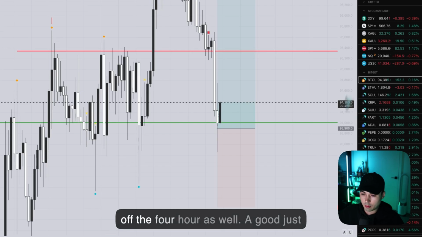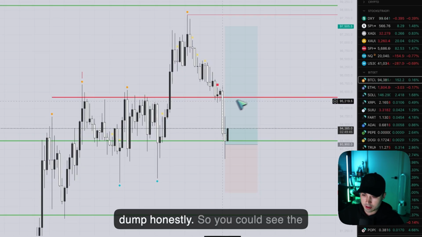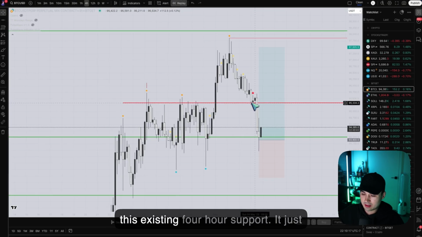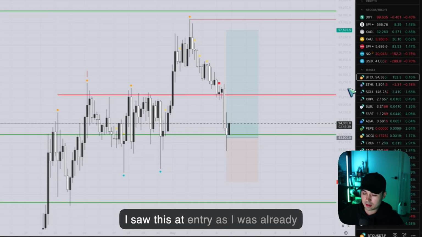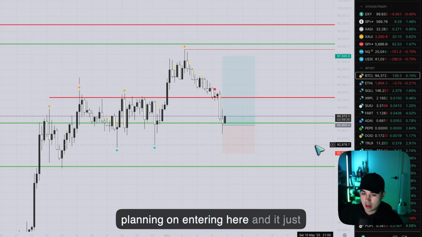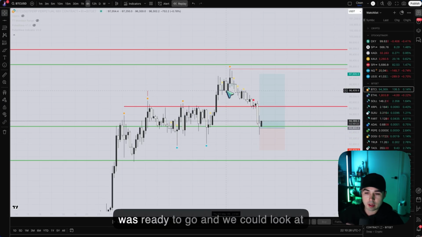So I entered off the 4 hour as well. A good dump, honestly. You could see this existing 4 hour support. It just dumped straight down to the next one. I saw this at entry as I was already planning on entering here, and it just happened very, very quick, which was amazing, right? I already had bids set.